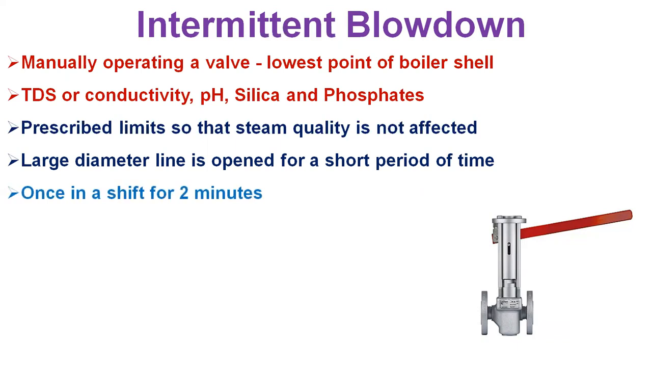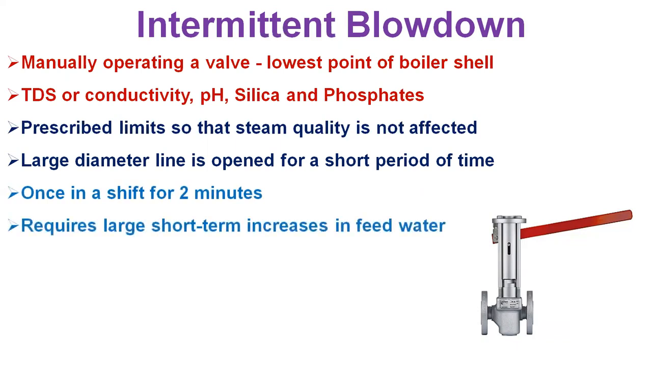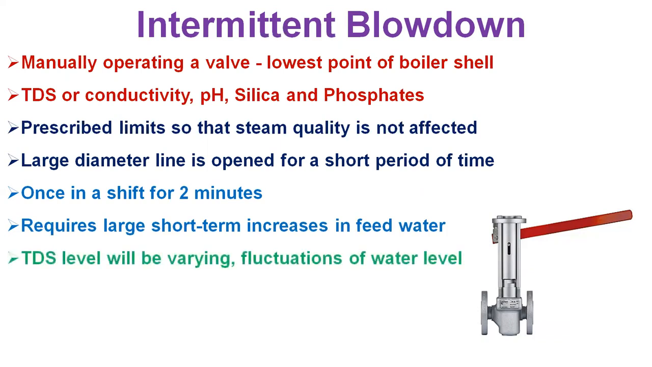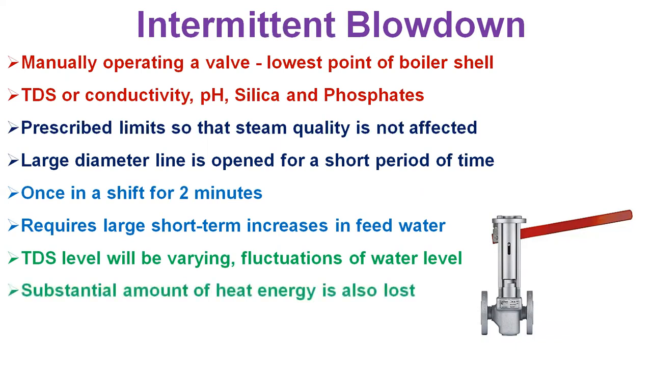Intermittent blowdown requires large short-term increases in the amount of feed water put into the boiler, and hence may necessitate larger feed water pumps than if continuous blowdown is used. Also, the TDS level will be varying, thereby causing fluctuations of the water level in the boiler due to changes in steam bubble size and distribution, which accompany changes in the concentration of solids. Also, a substantial amount of heat energy is lost with intermittent blowdown.